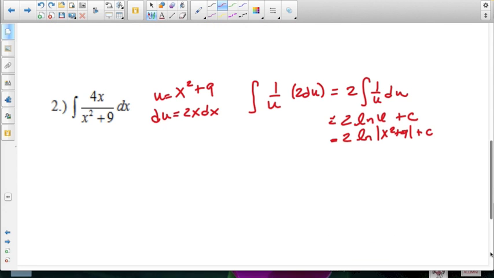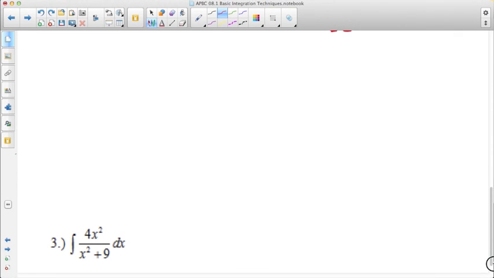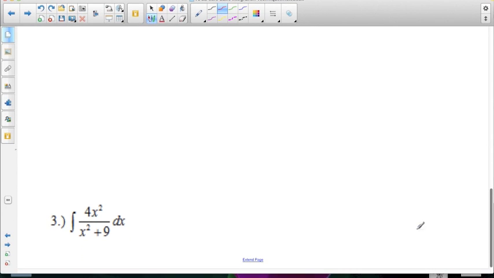On this next example, number 3, if you notice, the numerator is bigger than the denominator. That's kind of a tough one. So we would consider this an improper fraction. An improper fraction, like maybe 17 over 4, can be rewritten as a mixed number. And the way we rewrite that is we do long division, right?